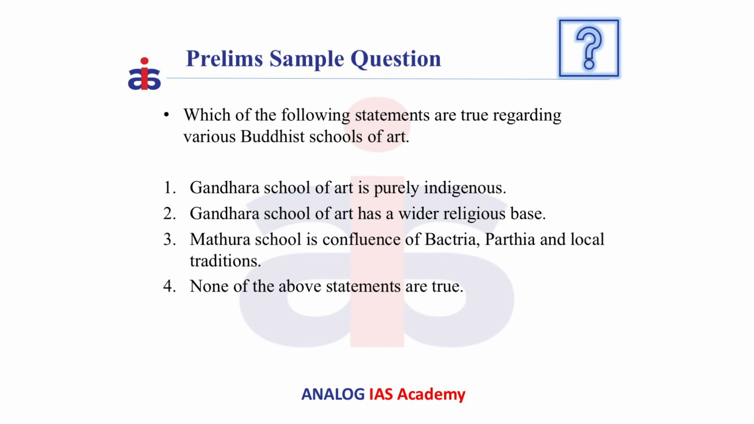Statement number 3. Mathura school is a confluence of Bactria, Parthia and local traditions. This is also false because the Mathura school is purely an indigenous school of art. So the answer is 4. None of the above statements are true.